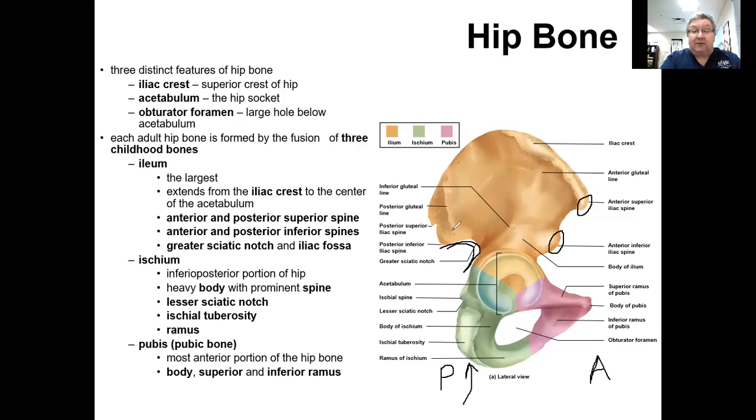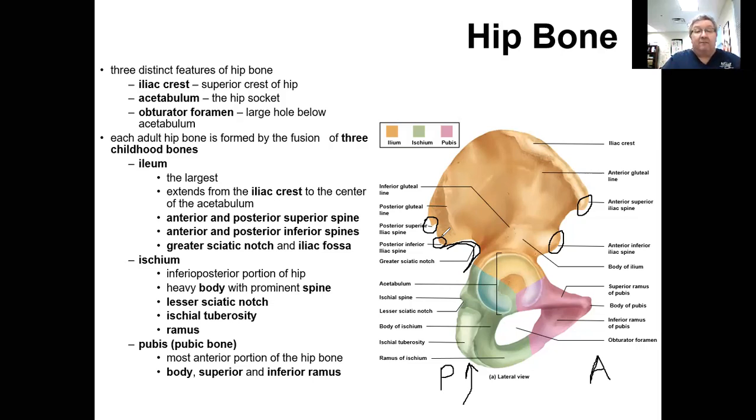Now, let me also point out that there are iliac spines on the posterior side too. Right here is the PSIS, the posterior superior iliac spine, and right below it, right before the greater sciatic notch, is the posterior inferior iliac spine. All right, so we have ASIS, we have AIIS, we have PSIS, and we have PIIS.